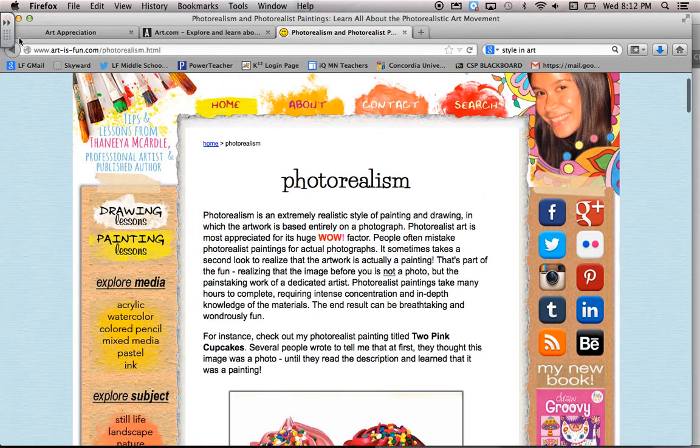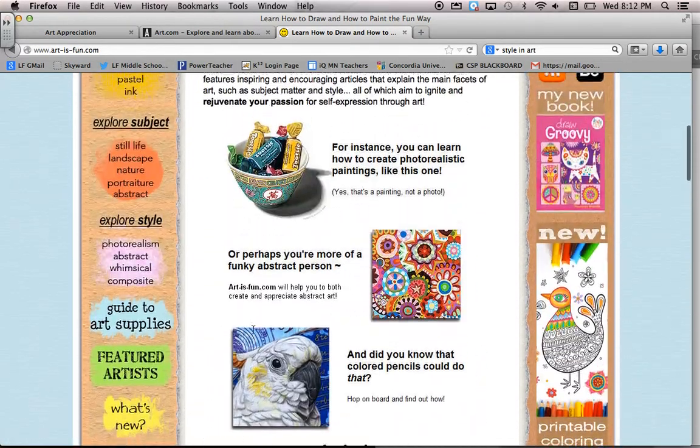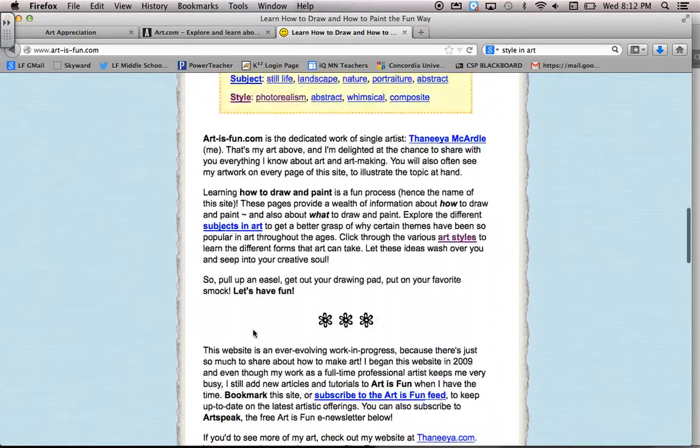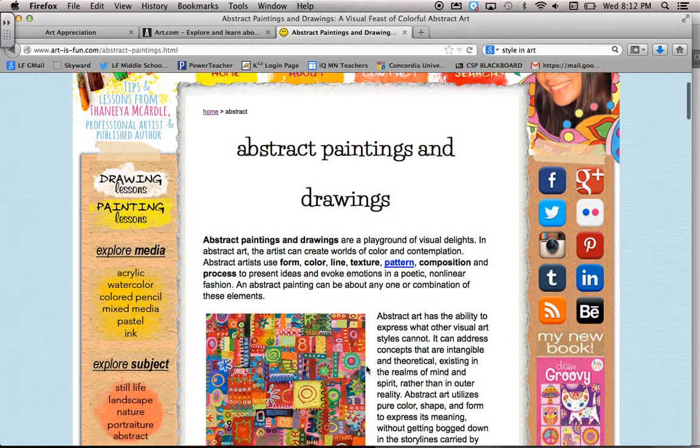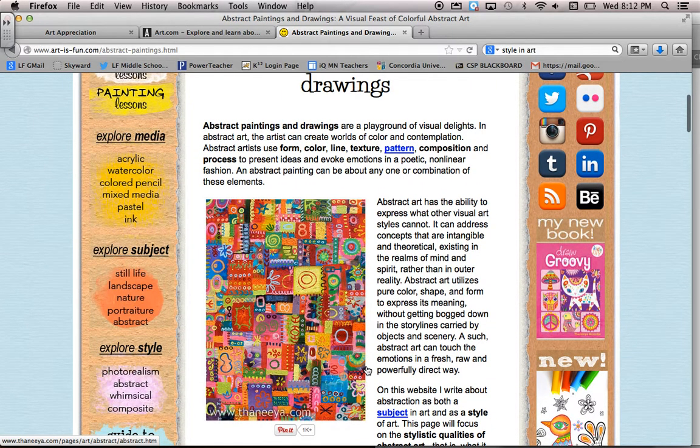And if we go back, we can check out another style, which is abstract styles. Here we've got abstract paintings and drawings are a playground of visual delight. In abstract art, the artist can create worlds of color and contemplation. Abstract artists use form, color, line, texture, pattern, and composition, and also a process to present an idea and invoke an emotion.